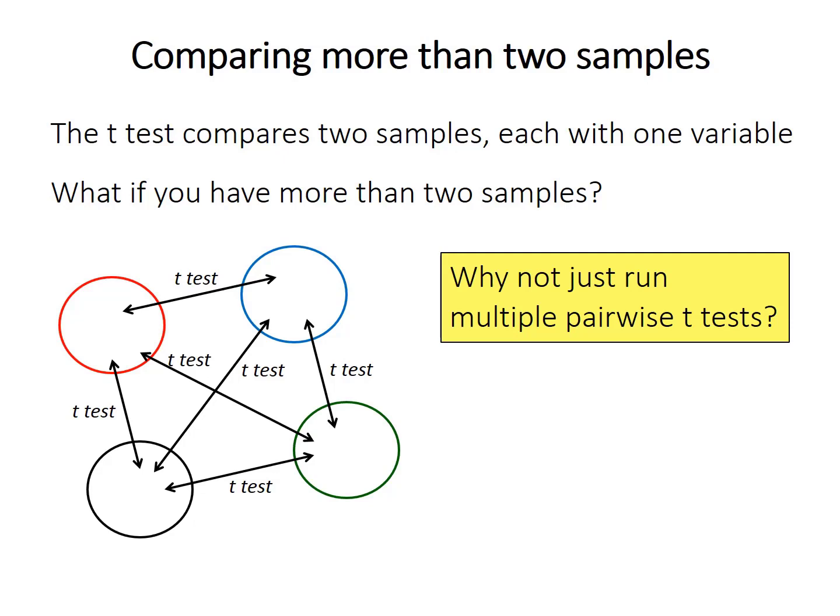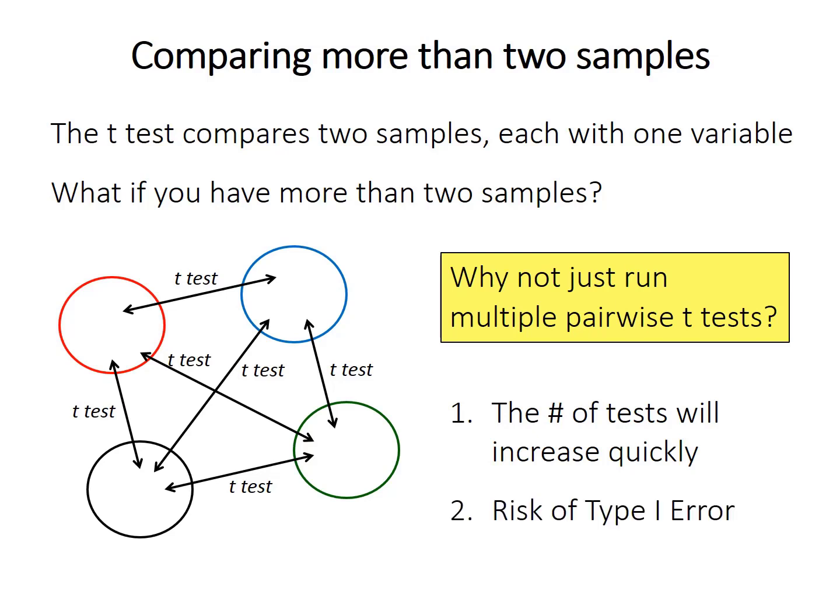So first, trying to run t-tests between all pairs of samples will add up fairly quickly. The number of tests you need will grow very quickly, although this isn't such a big deal with some programming these days. And second, and more importantly, running multiple tests increases the risk of at least one of the tests being a type 1 error.